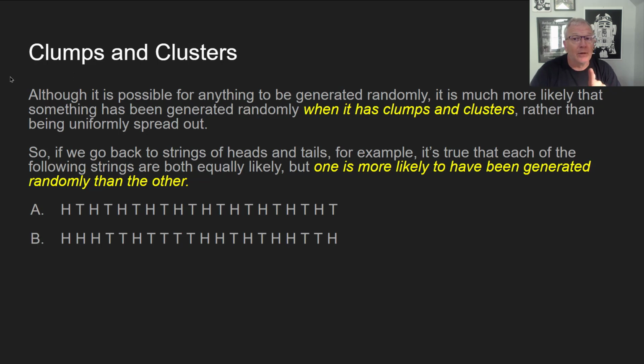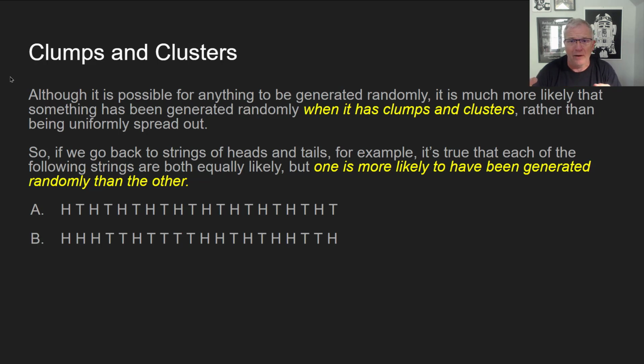A truly random generating system is more likely to have produced B than produced A. Although the probability of getting either one of these is actually the same if you're predicting it ahead of time. So think of prediction versus postdiction. Prediction: if I asked you ahead of time, what are the odds that you're going to get this particular string, it would be the same.